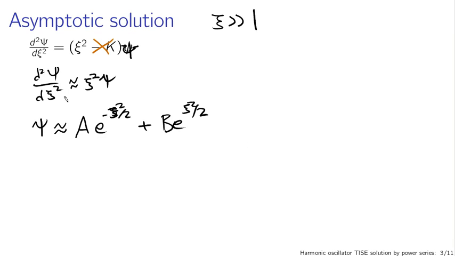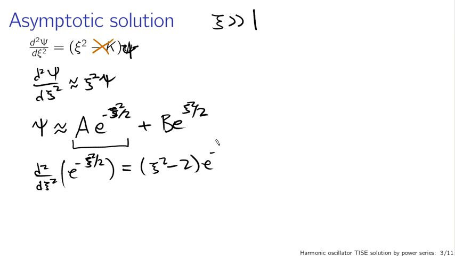So this equation is an approximate solution to this equation. And you can see that by taking the second partial derivative of psi. I'll just look at this term, for instance. The second partial derivative of this term, d squared d xi squared, of e to the minus xi squared over 2 is, and you can plug this into whatever computational algebra tool you want, xi squared minus 1 times e to the minus xi squared over 2.